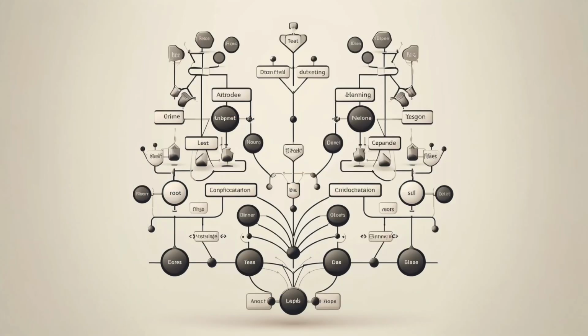A decision tree is a flowchart-like structure in which each internal node represents a test on an attribute, each branch represents the outcome of the test, and each leaf node represents a class label, a decision taken after computing all attributes. The paths from root to leaf represent classification rules.